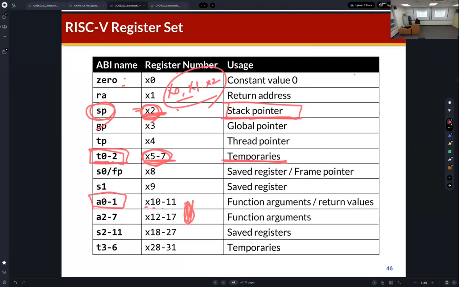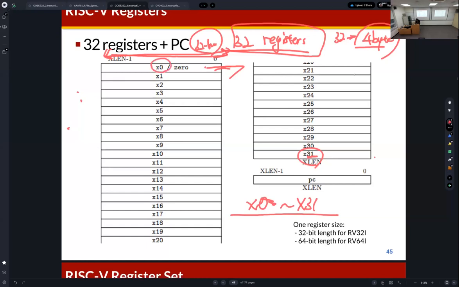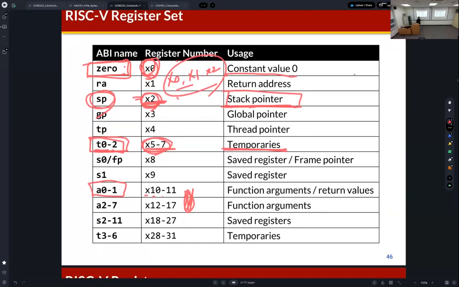Also, X0 is a special purpose register. X0 has the constant zero, and its ABI name is also zero. It means that the value of X0 is not changing. It is always zero. That's why this register is called the zero register.